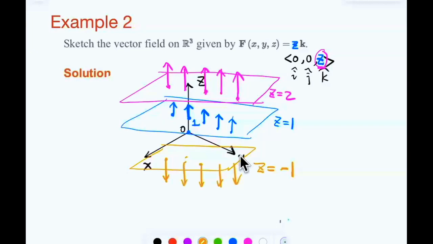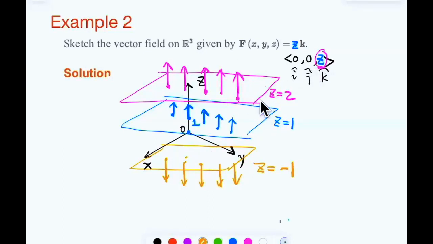You got the idea. So for every horizontal plane, they have the same vector, right? And it depends on the z. So we're able to draw this vector field in this example by hand because of this particular simple formula right here, right?